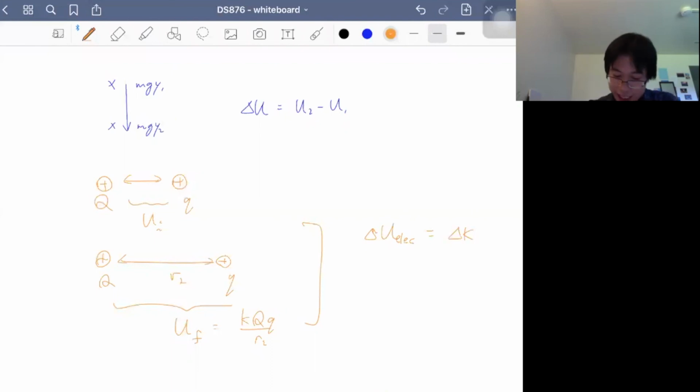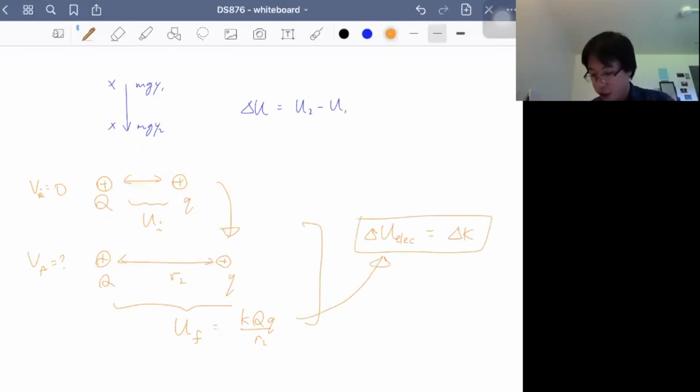So if these guys repel like this, right, they'll start repelling, and you try to find, let's say I start off with v equals 0. After you calculate the change in electric potential energy, by conservation of energy, the change in potential energy should equal the change in kinetic energy, and you can calculate the final speed if it starts at 0, for example, like this. So that's the use of that.